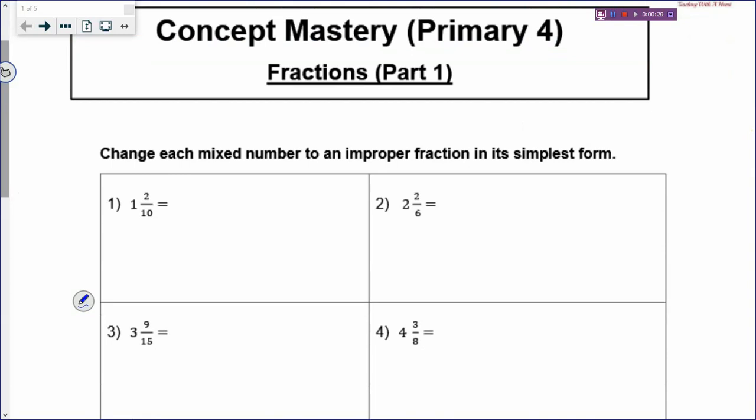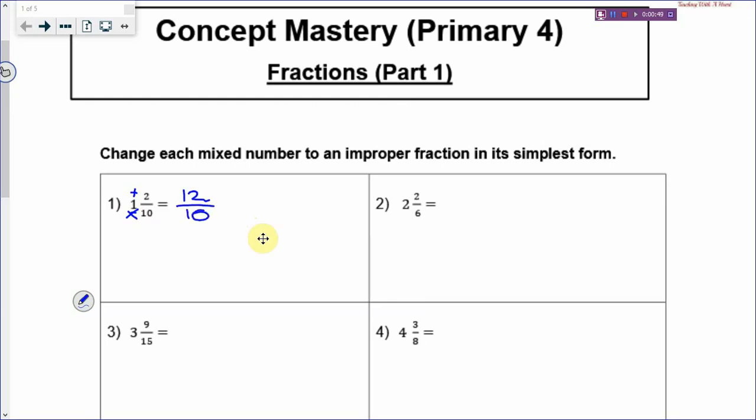So for example, this is your whole number, which is 1. That's one whole, and the fraction is 2 over 10. So how do I change this into improper? You take the whole number and you multiply by the denominator, 10, and then your answer will be 10. And then 10 plus the numerator, 10 plus 2, you get 12. So your improper fraction will be 12 over 10.